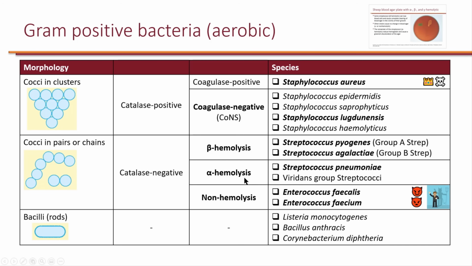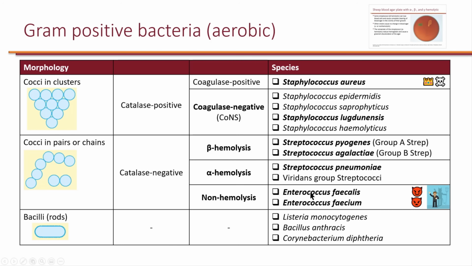And then for the alpha hemolytic group, the most important is Streptococcus pneumoniae. This is very important because it causes respiratory infections, and we'll cover this in detail throughout the course. And then there's also the viridans group Streptococci. In this group, there are multiple species, and there's really no need to know specific species. They're collectively referred to as viridans group Streptococci.